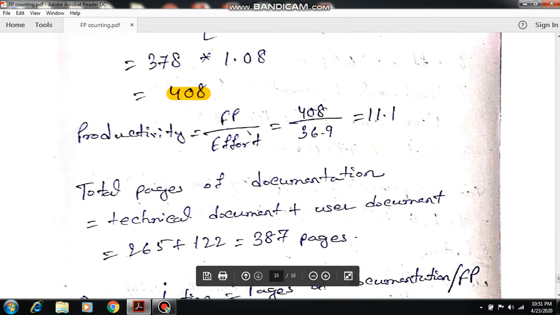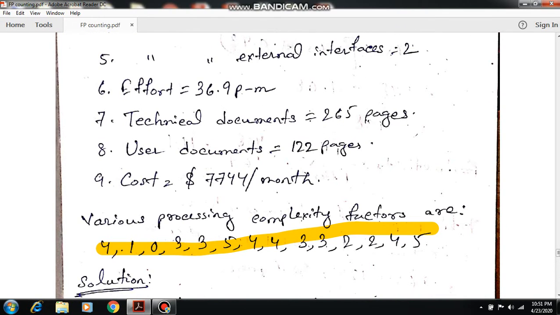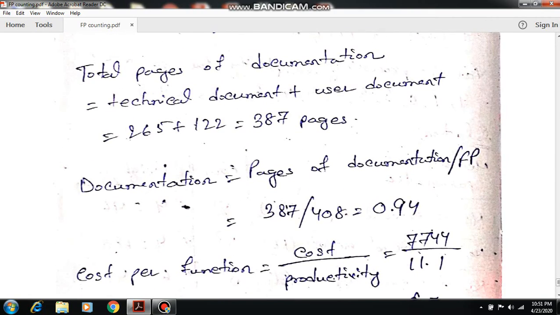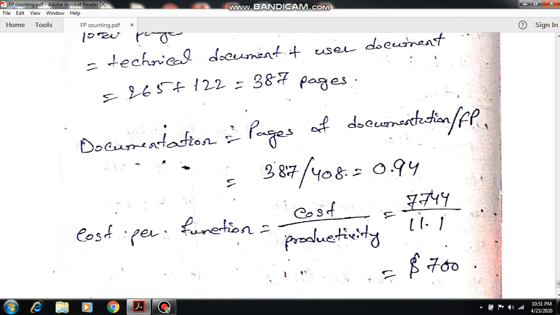Now you have to find the documentation. So first, before the calculation, there is technical documentation and user documentation. Technical documentation is 265 pages and user documentation is 122 pages. Now the calculation of the documentation: the total pages of documentation is the technical document plus the user document, 265 plus 122, which is 387 pages. Now the formula of the documentation is pages of document divided by FP. Using this formula we calculate the documentation.